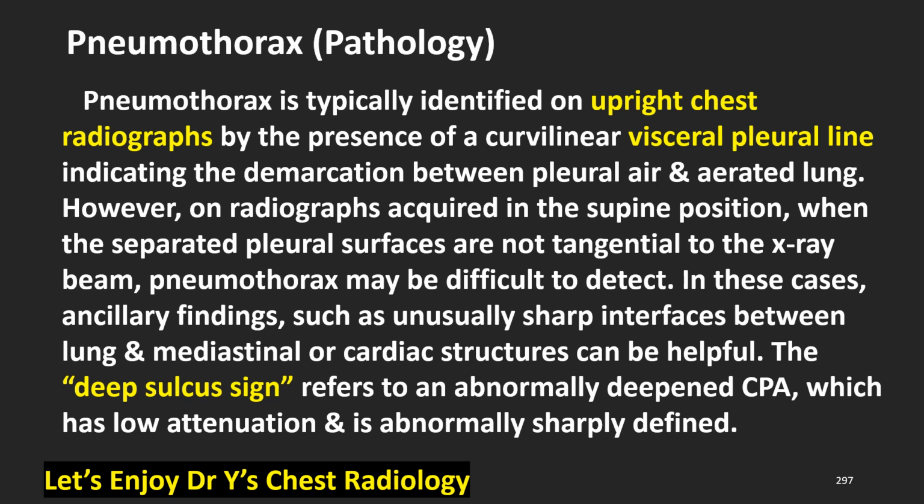In these cases, ancillary findings such as unusually sharp interface between lung and mediastinal or cardiac structure can be helpful. The deep sulcus sign refers to an abnormally deepened costophrenic angle which has low attenuation and is abnormally sharply defined.